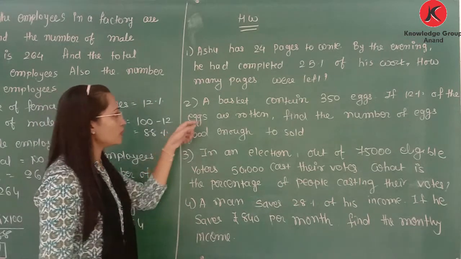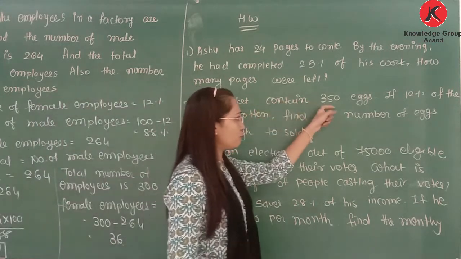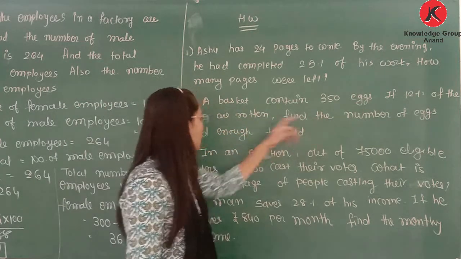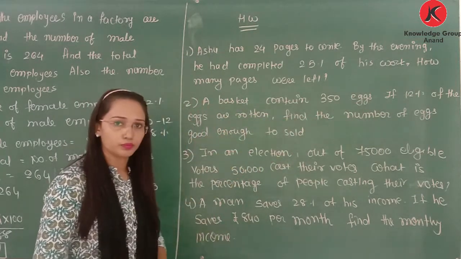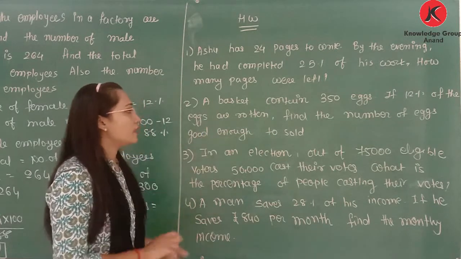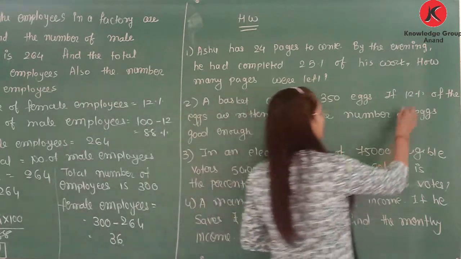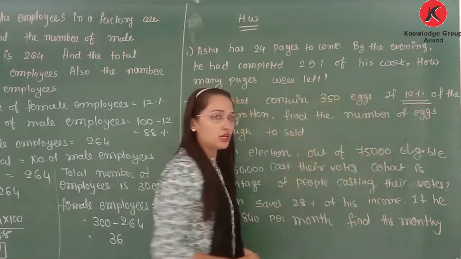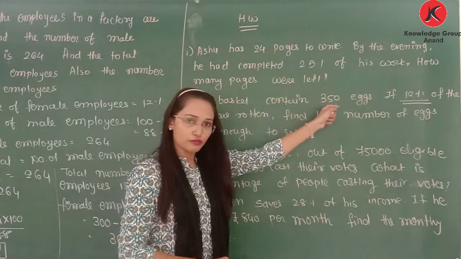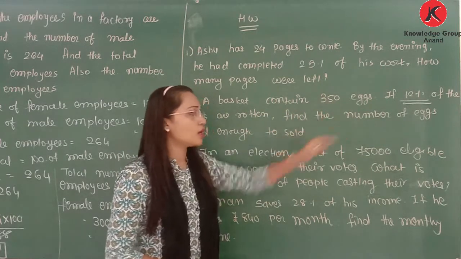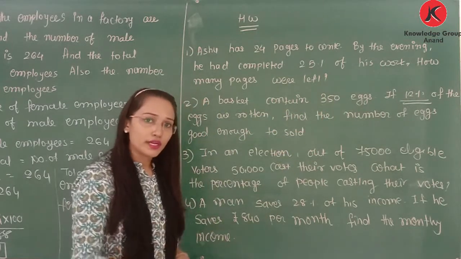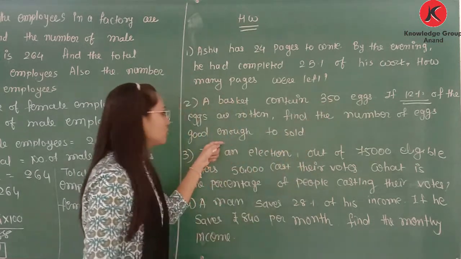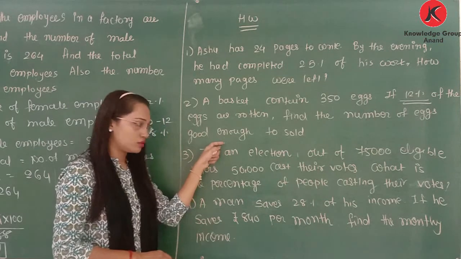Now second one, a basket contains 350 eggs. 12% of the eggs are rotten. Find the number of eggs good enough to be sold. So here first of all, the percentage of rotten eggs is given. So you can find 12% of 350. Total eggs are 350. So that will give the number of rotten eggs. And whatever your answer, subtract it from 350. That will give the answer of good eggs to be sold.